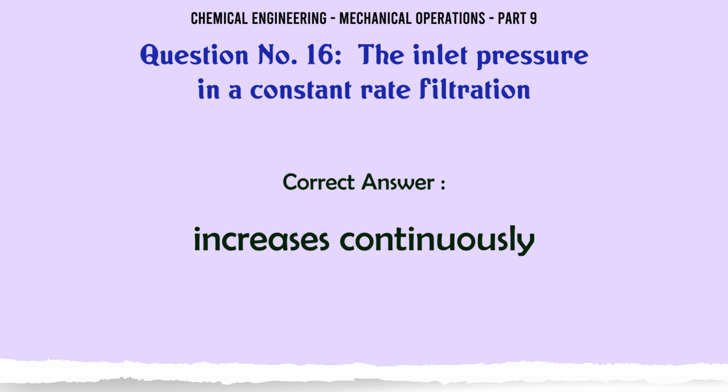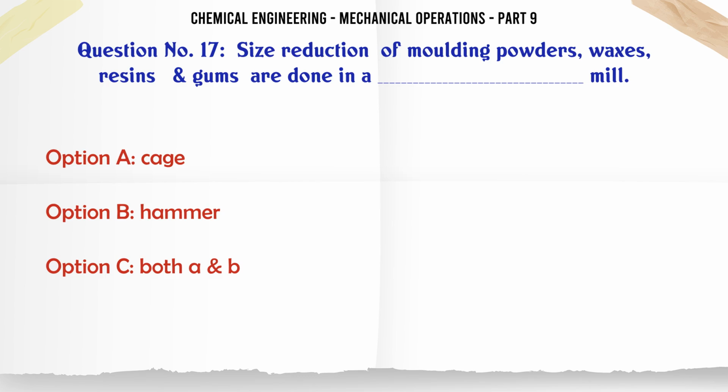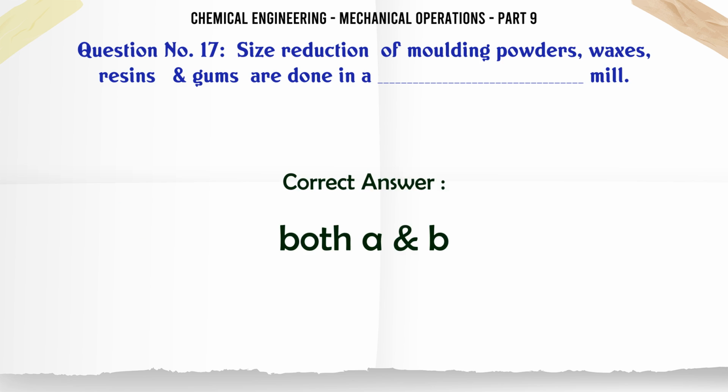increases continuously. Size reduction of molding powders, waxes, resins, gums are done in a mill. A. Cage, B. Hammer, C. Both A and B, D. Neither A nor B. The correct answer is both A and B.